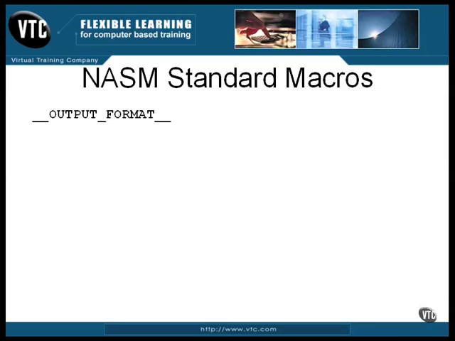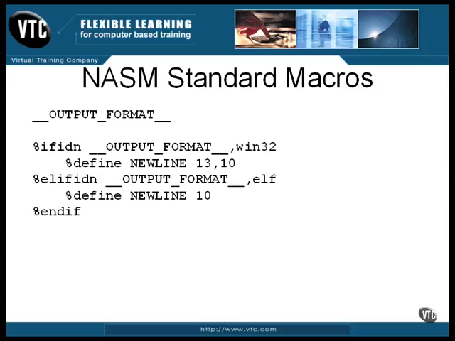You can use the output format macro to detect the type of object that's being output and make any necessary adjustments. For example, this preprocessing code could be used to define the new line character sequence properly depending on the system that's to receive the object code.